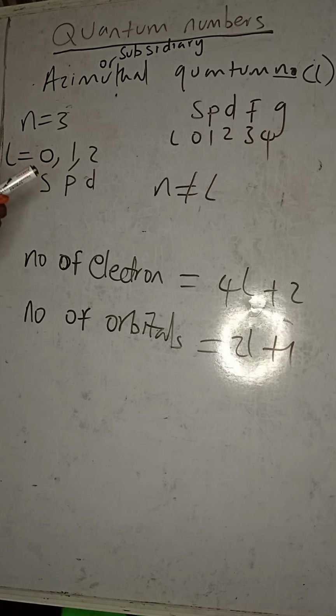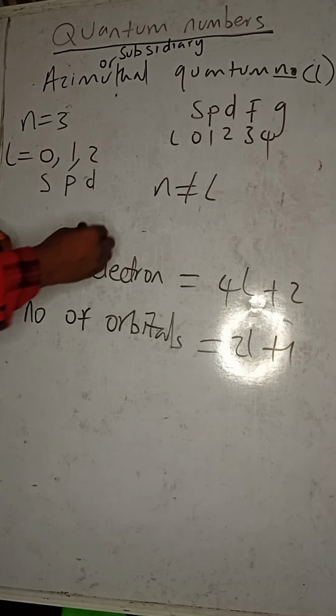So I've said everything concerning the azimuthal quantum number. It shows me the angular momentum and the shape of the orbitals. Yes, and the azimuthal quantum number denotes subshells. That means every value of L represents a subshell.